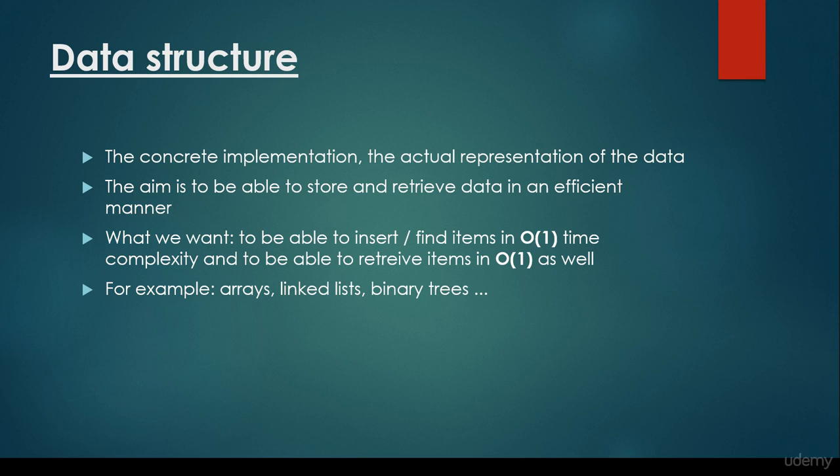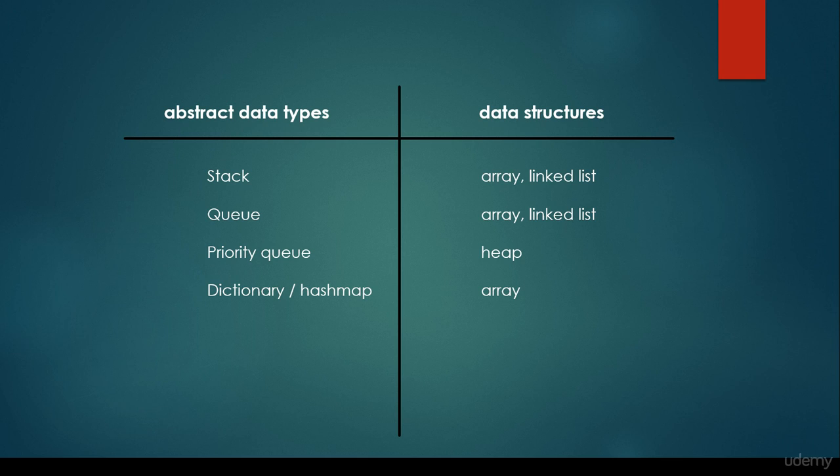So for example, arrays, linked lists, and binary trees are data structures. We have the concrete implementations. So we have the abstract data type, just the model, just the supertype, just the specification, and the data structures, the concrete implementations. So we have the stack abstract data type with the concrete behaviors. And we can implement stack with the help of array or linked list data structures.